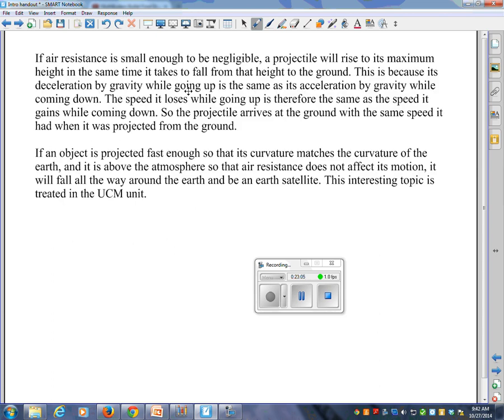If air resistance is small enough to be negligible, a projectile will rise to its maximum height in the same time it takes to fall from that height to the ground. The time up is equal to the time down. That's what they're saying there. This is because its deceleration by gravity while going up is the same as its acceleration by gravity while coming down. The speed it loses while going up is therefore the same as the speed it gains while coming down. So the projectile arrives at the ground with the same speed that it had when it was projected from the ground.